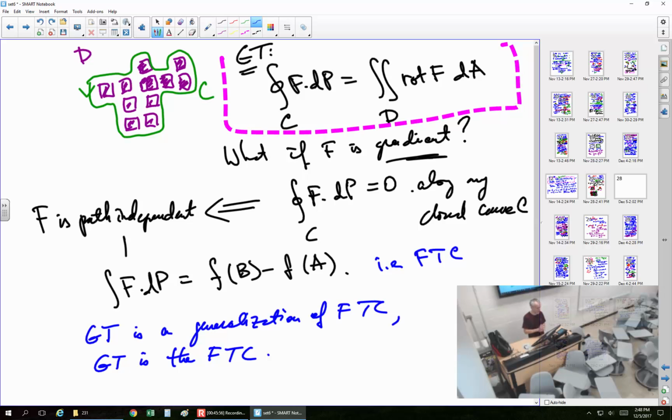And why? Because there is no restriction on the vector field itself. It does not have to be a gradient anymore. So the term on the right-hand side indicates how much non-gradient it is.